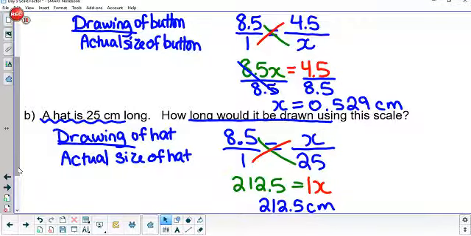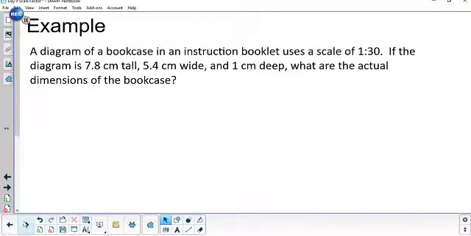So you can use scale to find missing measurements. Let's look at one more example. A diagram of a bookcase in an instruction booklet uses a scale of 1 to 30. If the diagram is 7.8 centimeters tall, 5.4 centimeters wide, and 1 centimeter deep, what are the actual dimensions of the bookcase? So you're putting a bookcase together and it comes with an instruction booklet.